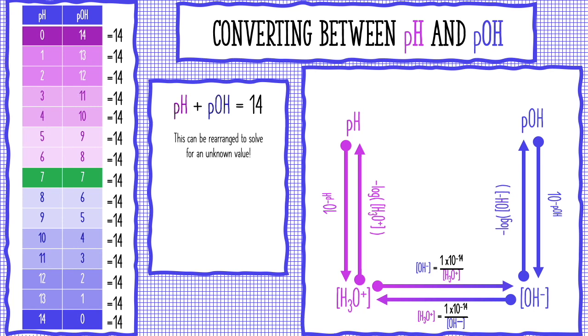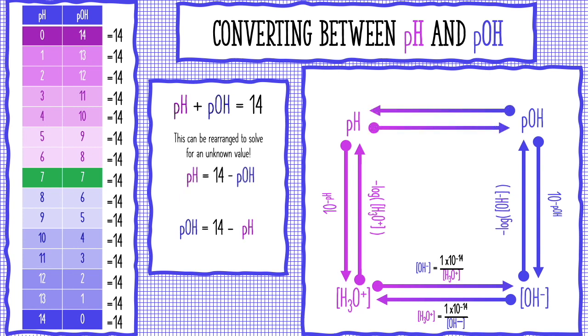And you can see that this equation can also be rearranged to solve for an unknown value. So if we know what the pOH is, we can subtract it from 14 and that will tell us what our pH is. If we know what our pH is, we can subtract it from 14 and that will tell us what our pOH is. And so I'm going to add the last slide to my pH roadmap over here, and I'm going to go ahead and put these equations where they belong.